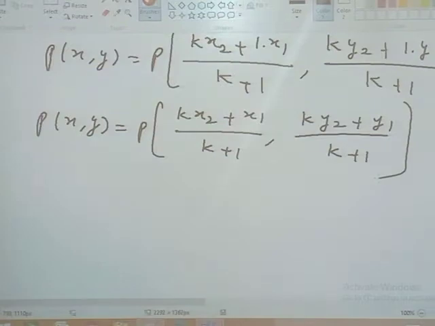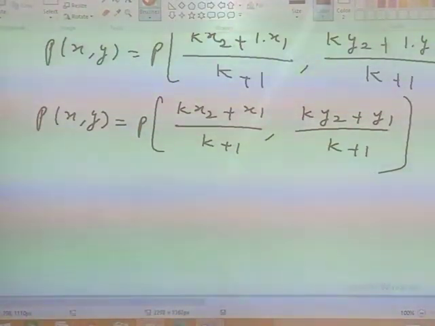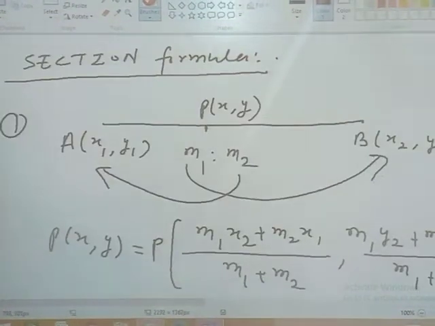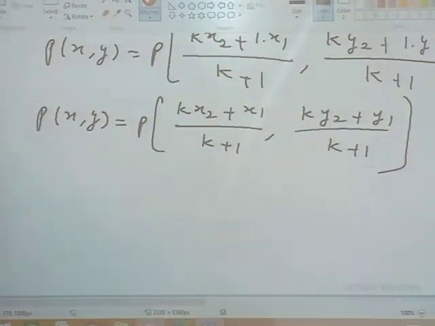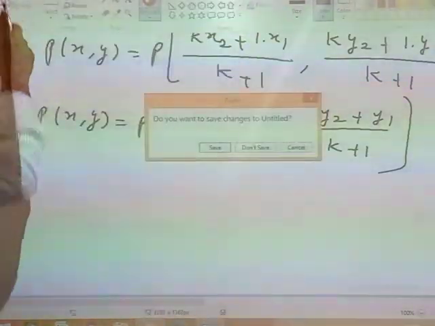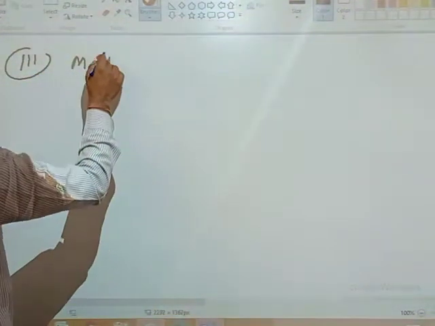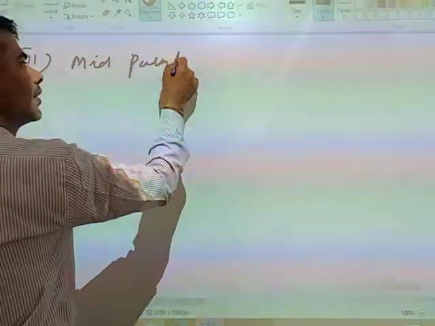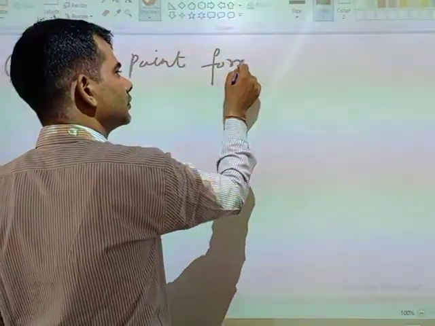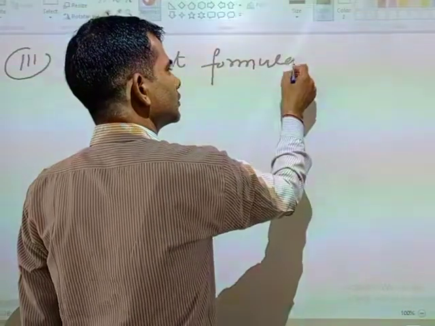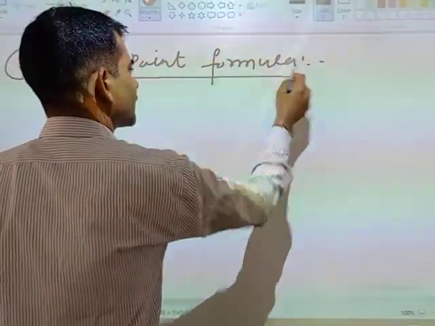Now your next is the midpoint formula. Have you done? Yes, sir. Now, third one is the midpoint formula.